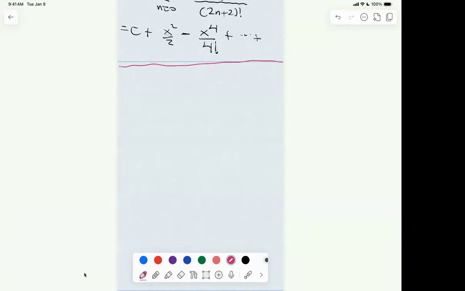Here's an example where you do have to be careful with the convergence. An example where the convergence is tricky, where you have to be aware of convergence issues.